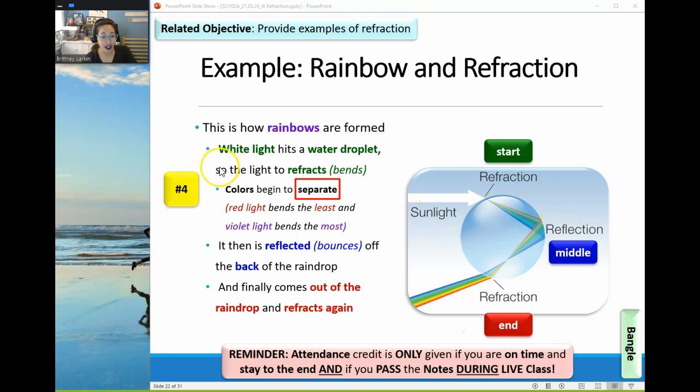This is going to be number 4. Again, when white light refracts, it refracts the colors differently and they separate because of how fast those different colors travel within the water. Go ahead, pause the video and fill in number 4 with the word separate, only the word separate, and continue playing when you're ready.